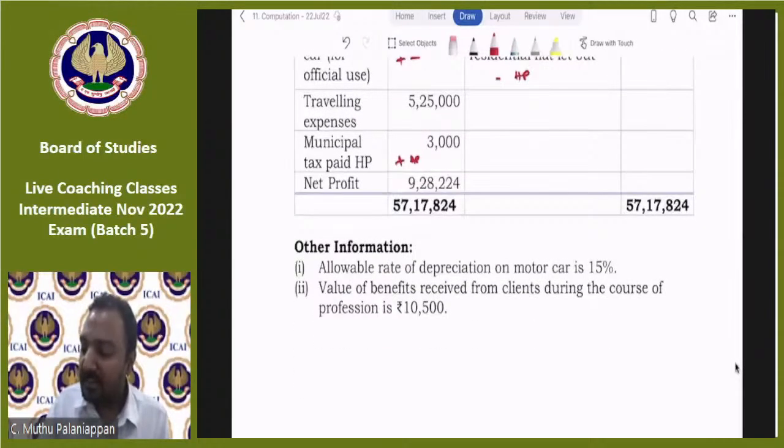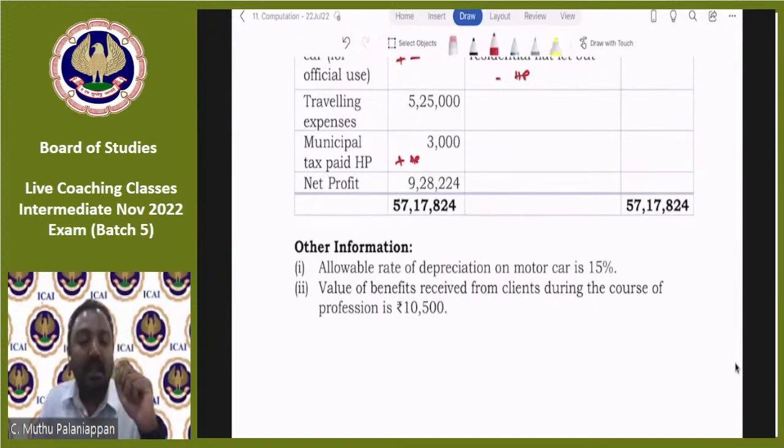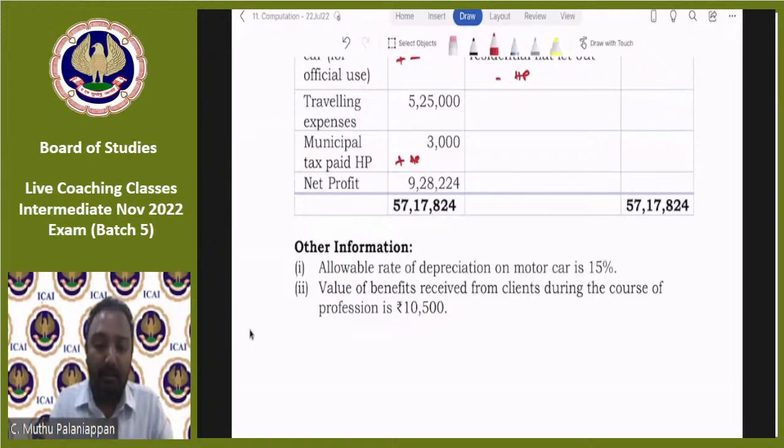Value of benefits received from clients during the course of profession. So what it says is, there is some income received in the manner of kind, some benefits received, which is not part of what has been included earlier. So what should I do? I should consider this as my business income. It is not only cash, even any benefits received is also income.